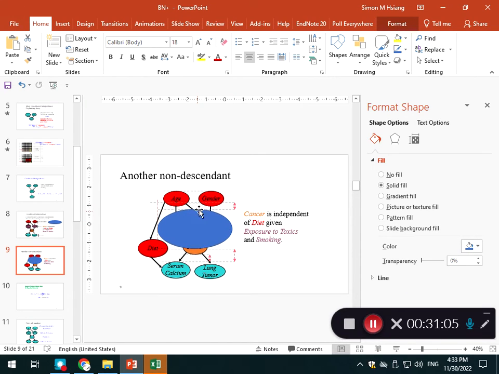Red can be considered independent. Cancer is independent of diet, given exposure and toxic. Intuitively, do you think diet can influence whether you're going to have cancer or no cancer? Not in this case, right?